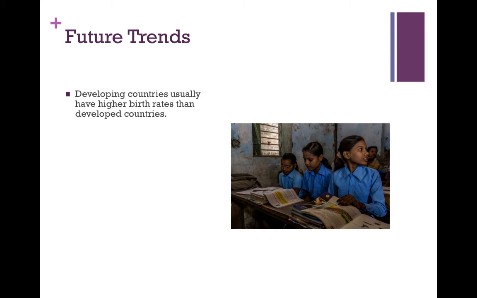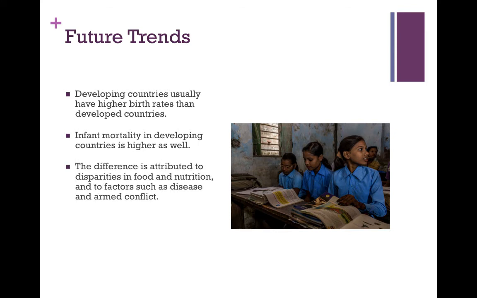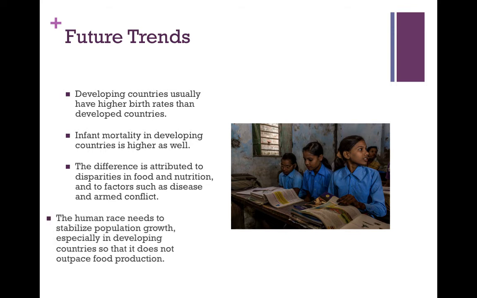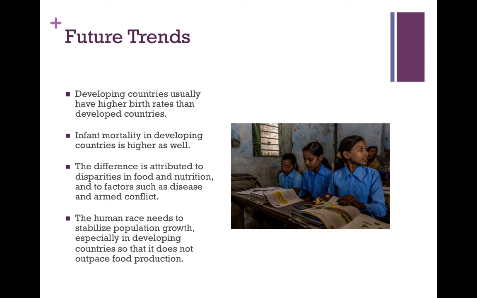Developing countries usually have higher birth rates than developed countries. Infant mortality in developing countries is higher as well. The difference is attributed to disparities in food and nutrition, and to factors such as disease and armed conflict. The human race needs to stabilize population growth, especially in developing countries, so that it does not outpace food production.